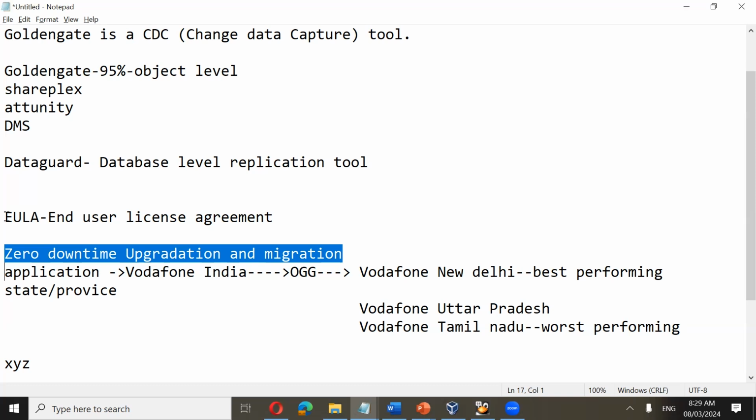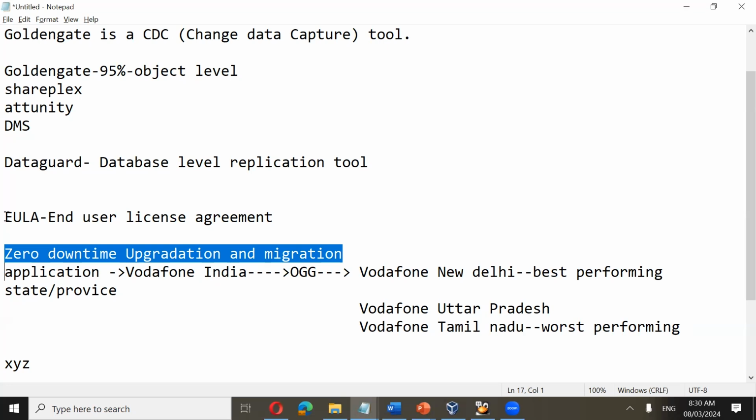When a database upgradation or migration happens, ideally you have to take downtime. But when you use Oracle Goldengate, you can do it with zero downtime. That means your end user will have no effect from your upgradation or migration activity. But if there is downtime, the end consumer is affected. Say you are using a Vodafone connection. If the Vodafone database goes down, it will impact you. But if Vodafone uses a zero downtime strategy, the end customer like us won't have any impact and won't know anything about it, right?